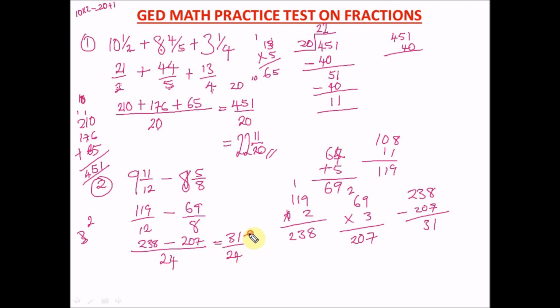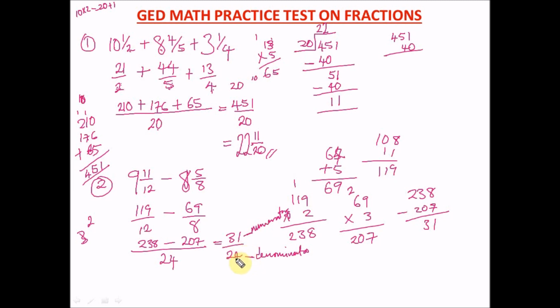I haven't explained: when a fraction is improper, it means that your numerator is greater than the denominator. Okay, this is your numerator, and this is the denominator. So it means that your numerator is greater than your denominator.